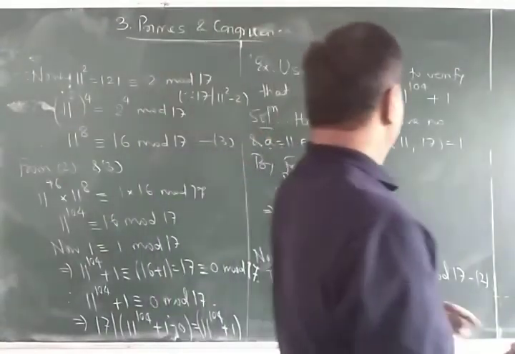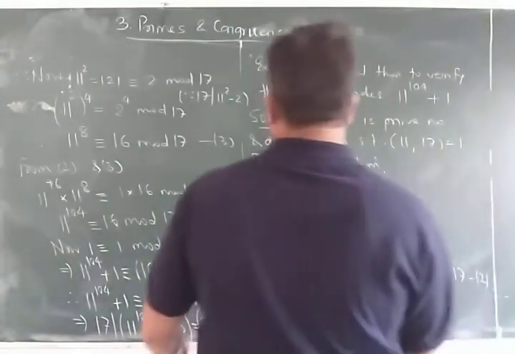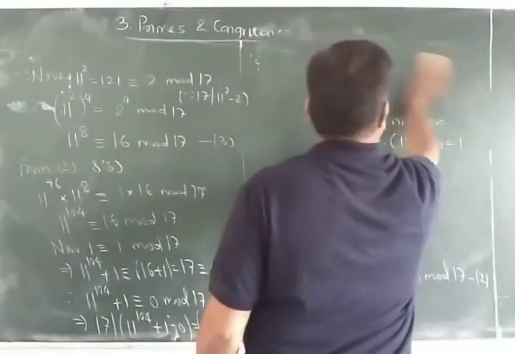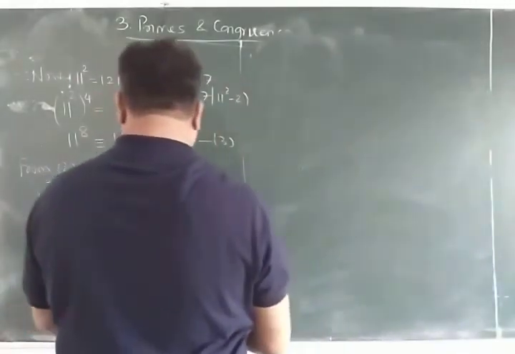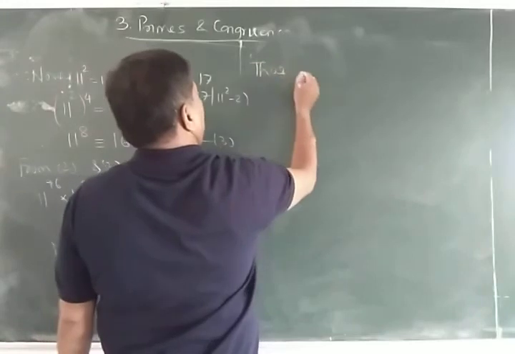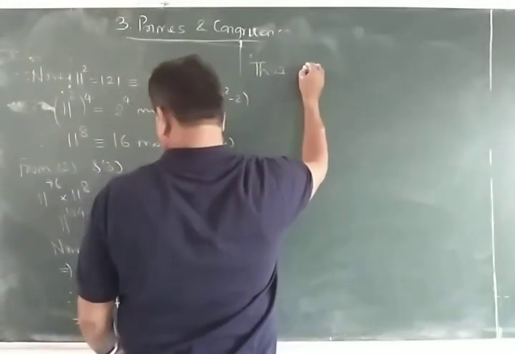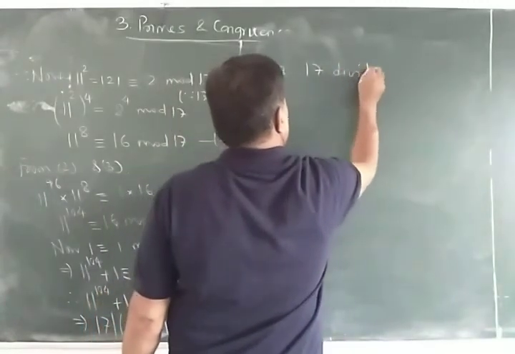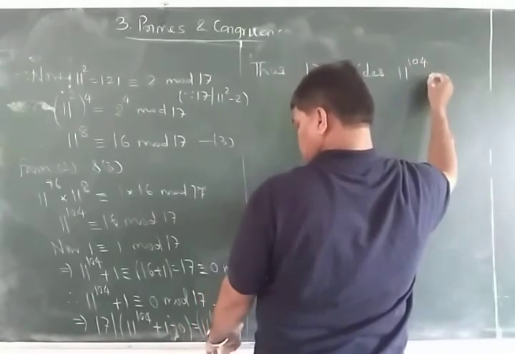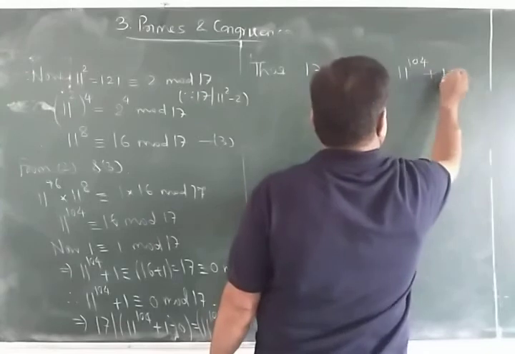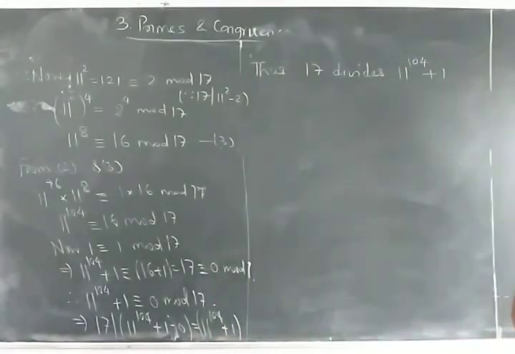Thus, by Fermat's theorem, 17 divides 11 raised to 104 plus 1. Is it clear? Next example.